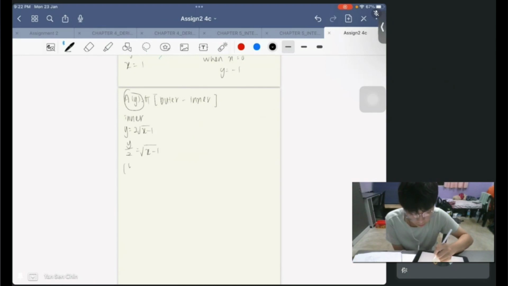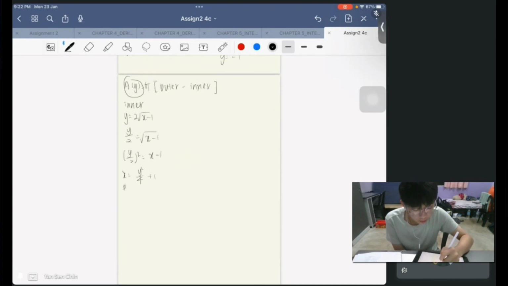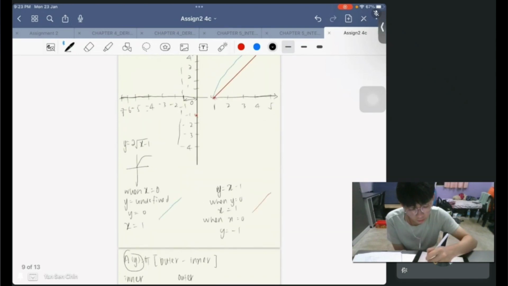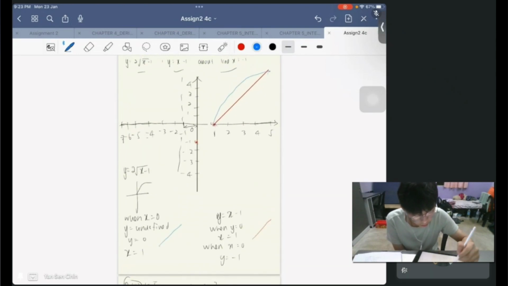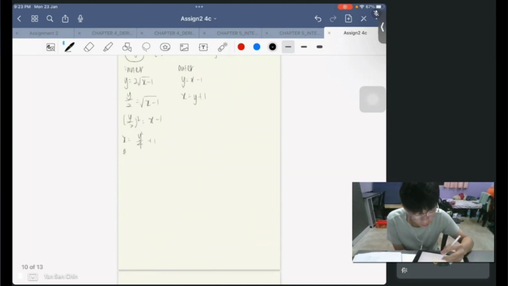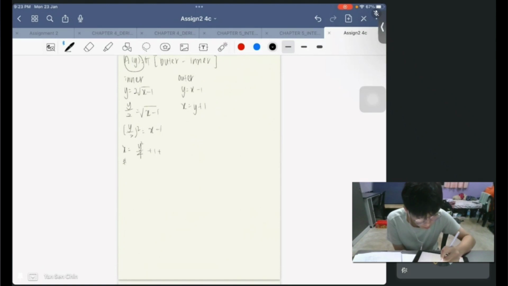X is in front. So y equal to 2 square root x minus 1, x equal to y squared over 4 plus 1. So finding x in front, y behind, and for outer, y equal to x minus 1, x equal to y plus 1. So we get something like this. Okay, now because there is a distance between the y axis and the line x equal to negative 1, there is a 1 unit distance between them. So our inner and outer have to plus 1, so finally you become y plus 2 is equal to y squared over 4 plus 2, and you get something like this.